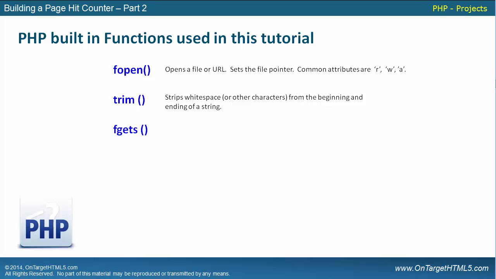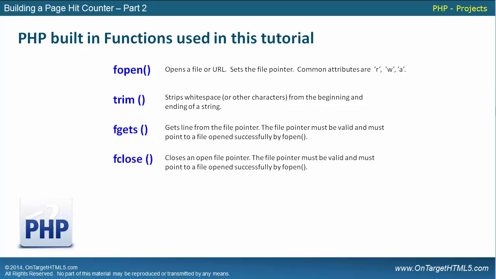Another function that we used, fgets. And fgets gets a line from the file pointer. It's not real important in this particular tutorial because we only have one line in this file, as you're going to see in a few minutes. But the file pointer must be valid and must point to a file opened successfully by the fopen command. So you'll notice that fgets and fopen kind of work together. And you're going to see that we have another one here in a minute that does the same thing. They work together as two built-in functions of PHP.